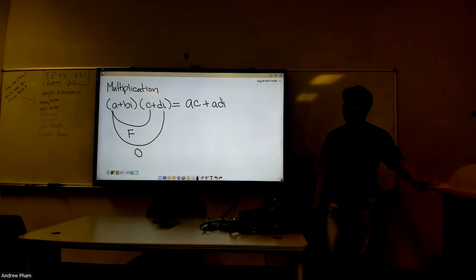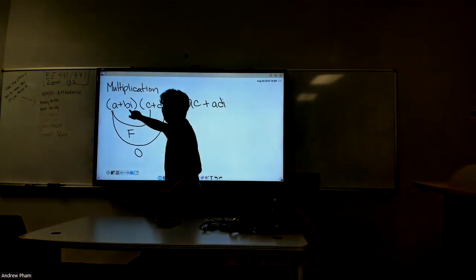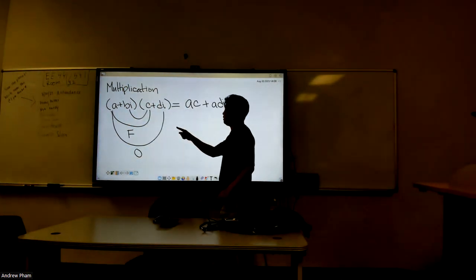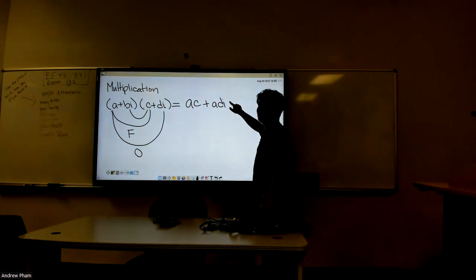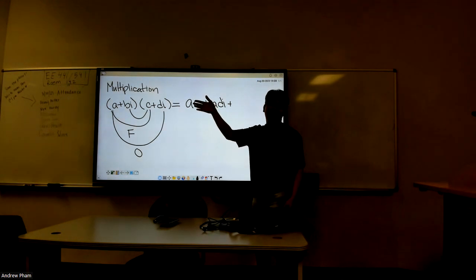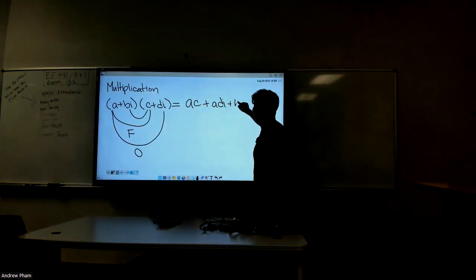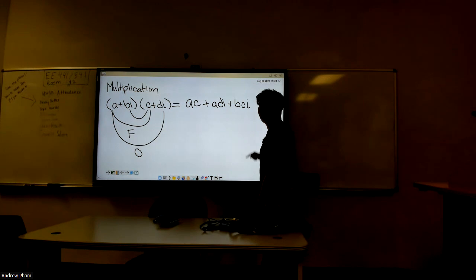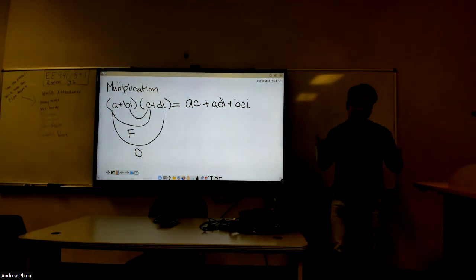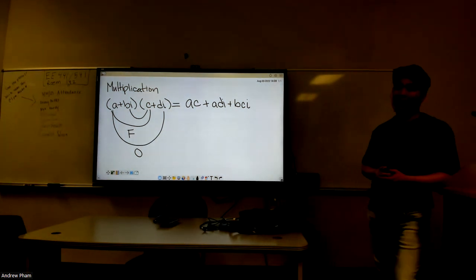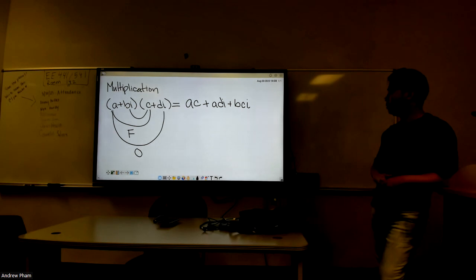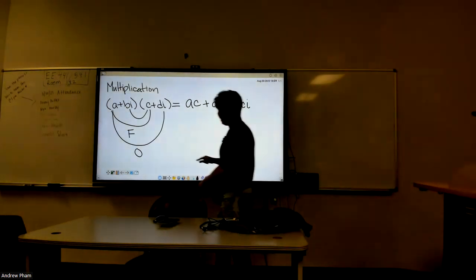So I have F, O, and then I is for insides. What happens whenever I multiply the insides? What should I write next? Yeah, we can write bi times c. Usually we like putting the i's at the end of it. So I'm just going to put bci. Again, these are just random numbers I'm multiplying together, whatever they may be. So this is I for insides.